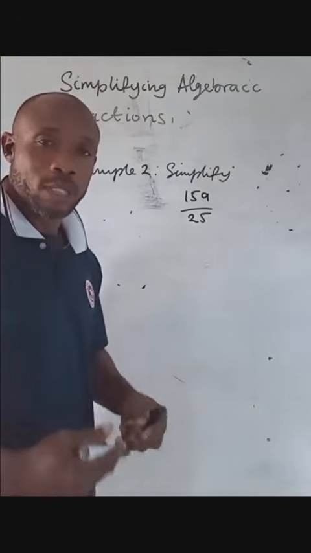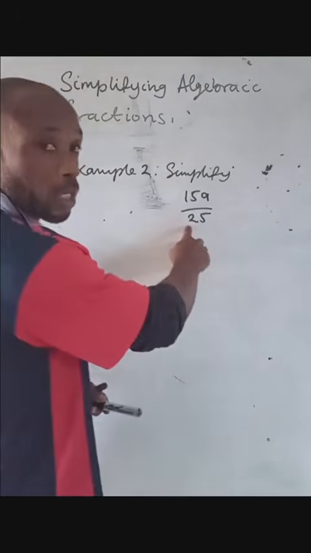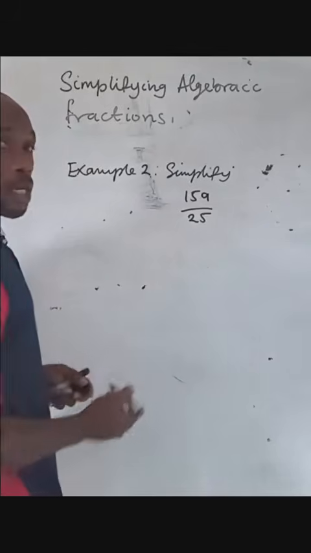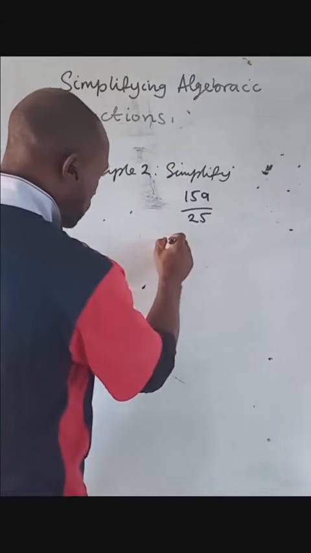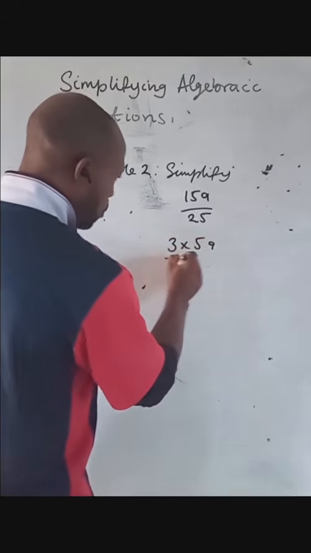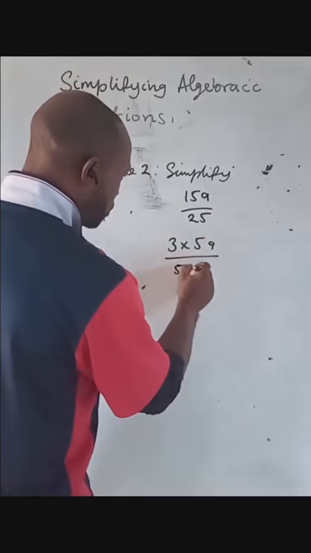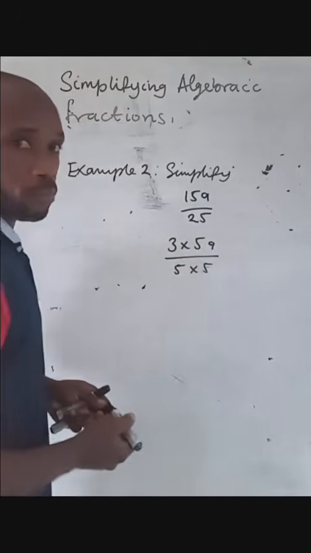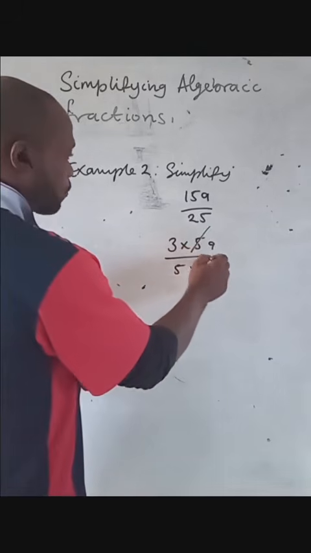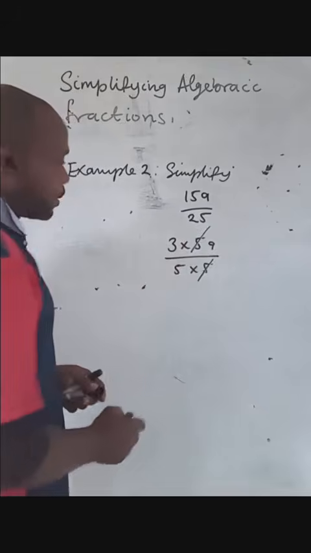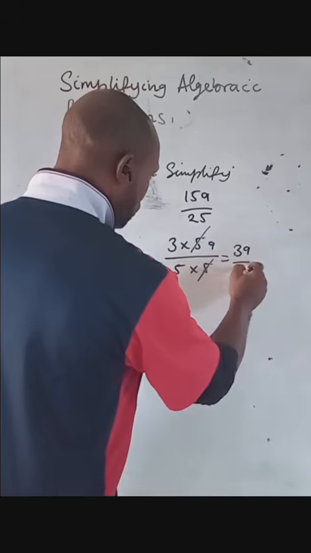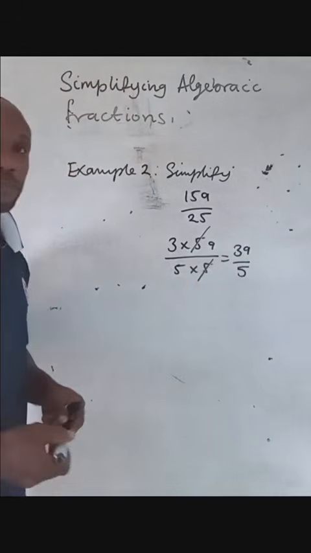Example 2. Simplify 15a all over 25. 15a can also be expressed as 3 multiplied by 5a all over 5 multiplied by 5. Now 5 will cancel out 5. Therefore, the resulting expression is 3a all over 5.